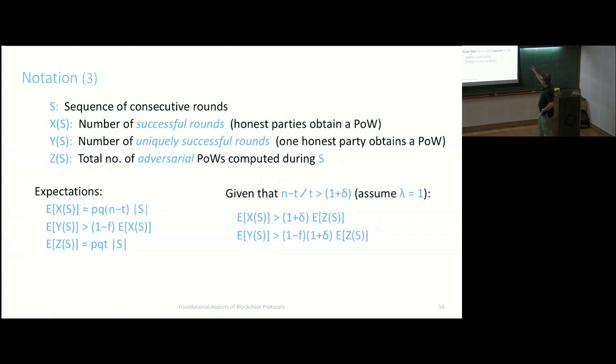Remember, I assumed that the number of honest guys is bigger than the number of bad guys. Assuming lambda equal to 1, you can see that this is going to hold. It's a comparison between expectations of these random variables.